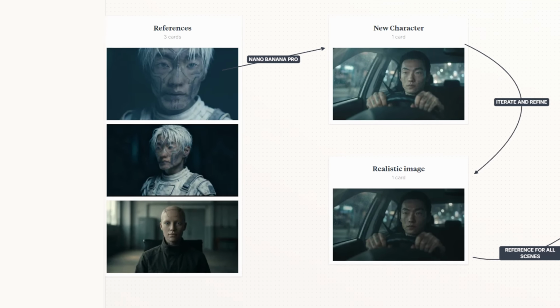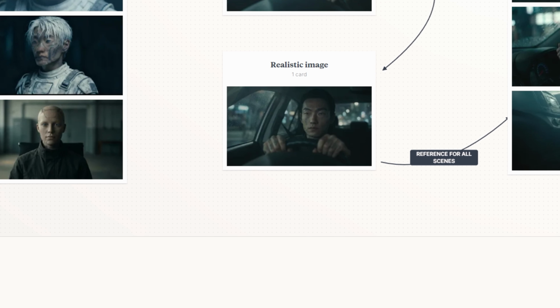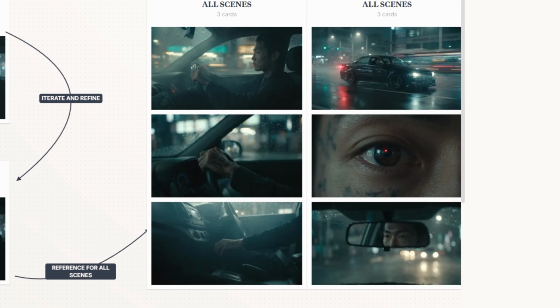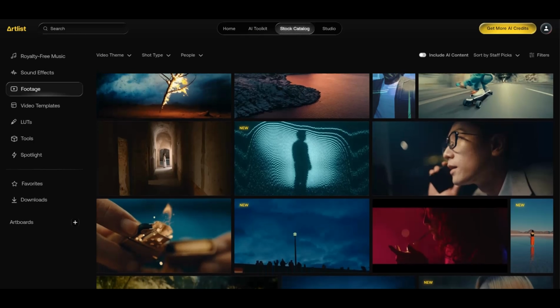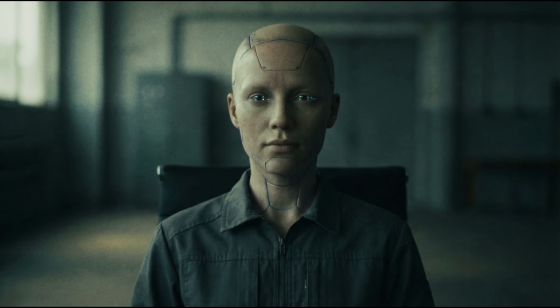So here is the essential workflow. I use references to generate a character, and then I iterate and refine until you have an ultra realistic image, and then we're going to use that image to build out the other scenes. So first thing we're going to do is get references. I'd like to use the stock catalog from Artlist, my own footage or old generations that I like. For today, I'm going to be using this generation that I made in the past, and I created it with the same workflow that we'll be doing today.